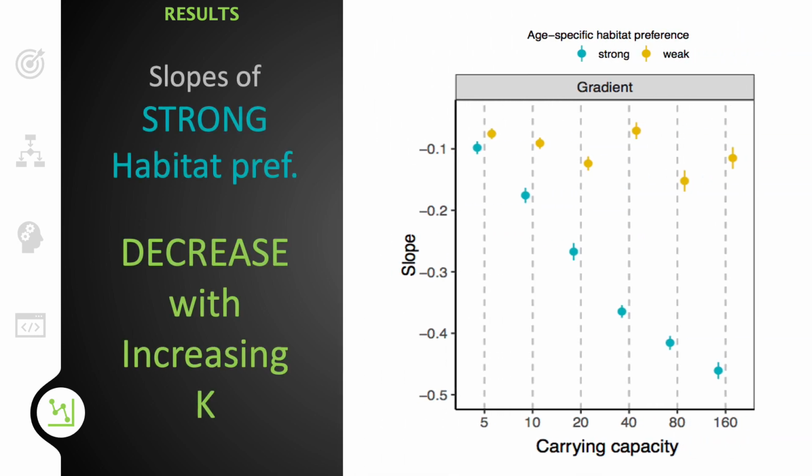In addition, when carrying capacity increases, the slope becomes more negative for populations with strong age-specific habitat preference. It means that decreasing carrying capacity weakens the response of spatial variability to age truncation for populations with strong habitat preference. In contrast, for populations with weak age-specific habitat preference, there is little change in the slope with respect to carrying capacity. Together, decreasing carrying capacity reduces the effect of age-specific habitat preference on the response of spatial variability to age truncation.